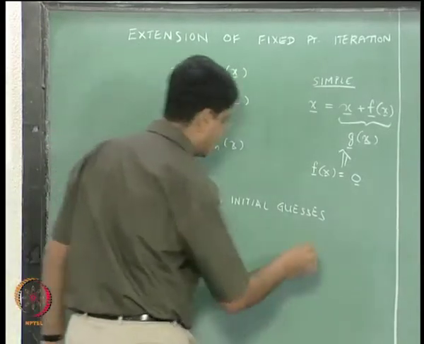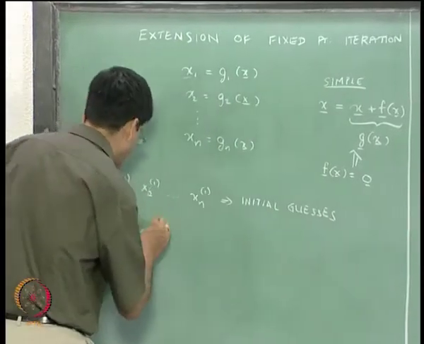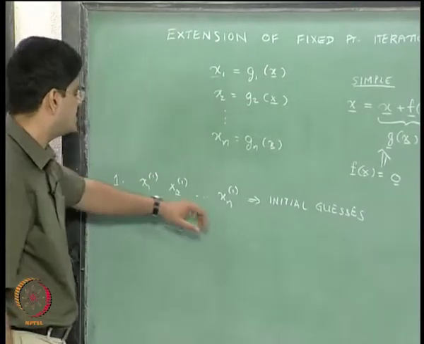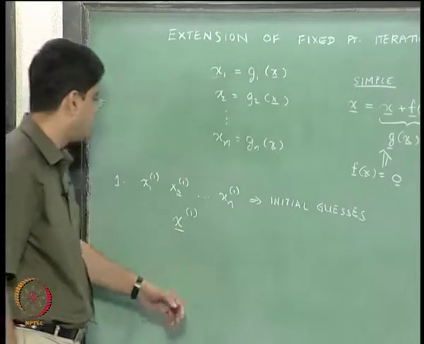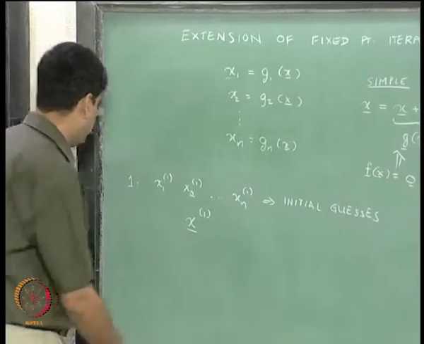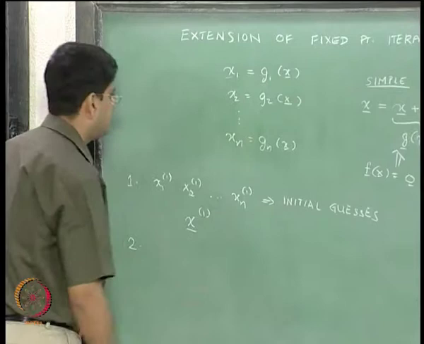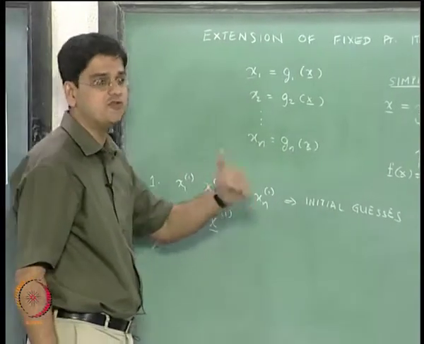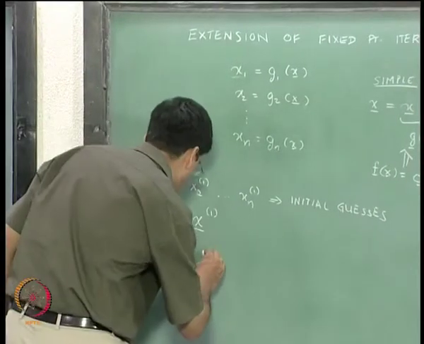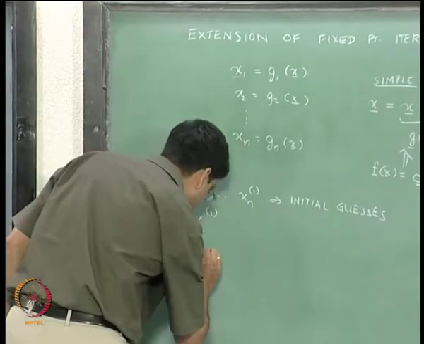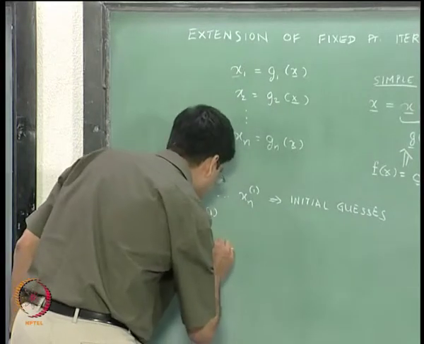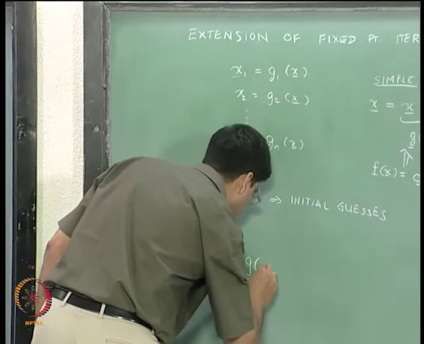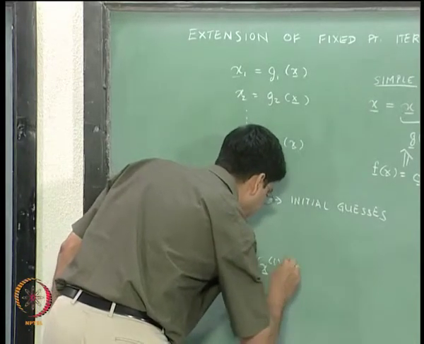Okay, which we can, in the shorthand notation, write down as nothing but x bar of 1. So we will start off with the initial guesses x1(1), x2(1) up to xn(1), and then we will use the fixed point iteration in order to get the (i+1)th value given the ith value. The shorthand notation is a very straightforward way of writing this, and that is x bar of i+1 is going to be equal to g of x bar i.